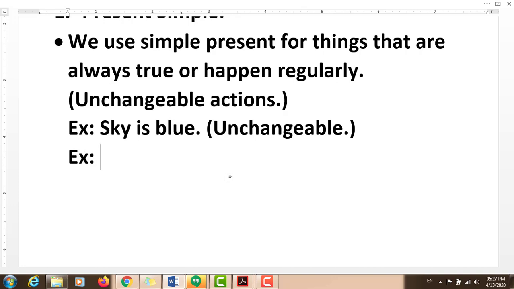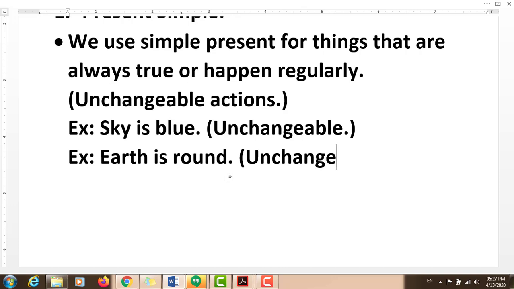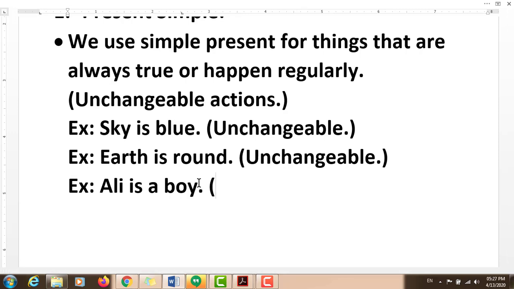Next truth, which is unchangeable: Earth is round. Earth is round. So this action is also unchangeable. You can never ever change it. Unchangeable action. Okay? Earth is round. Next, a very easy example. Ali is a boy. Can you change his gender? Of course not. This is true. This is something natural. A general fact.